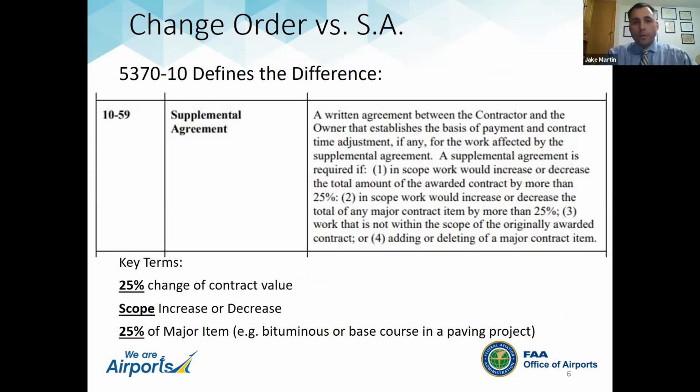A quick difference between change orders and supplemental agreement. This comes from the AC 5370-10, which is the construction specifications for airport construction projects. The key terms in that paragraph are a 25% change of contract value. So that would be if you had a $1 million construction project and it went up to 1.25 million. If you exceeded that because of that contract change, that would be cause for executing a supplemental agreement.